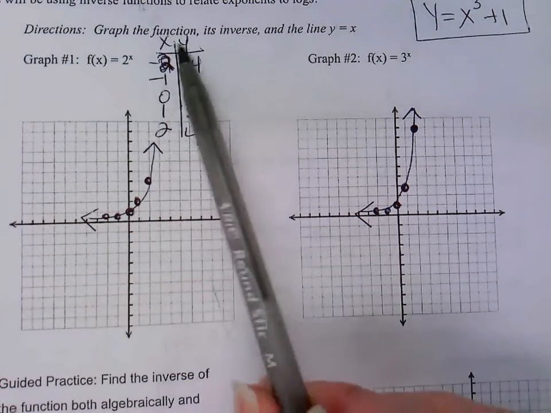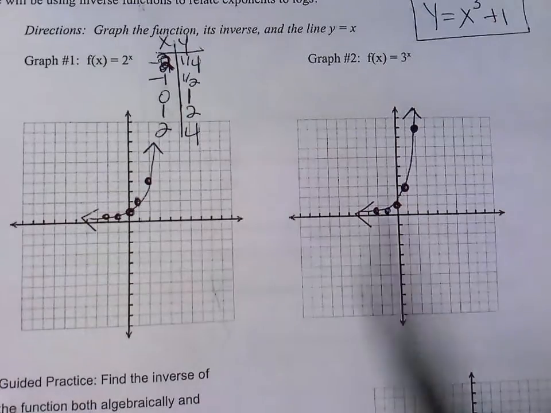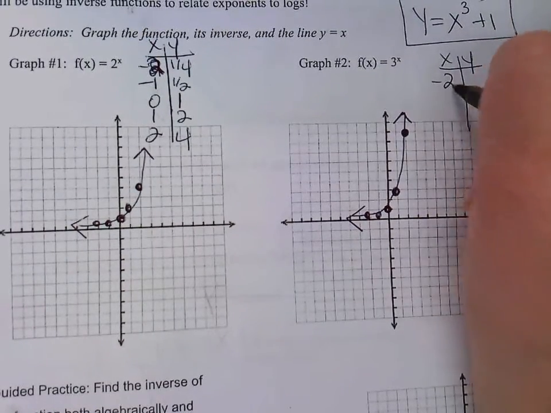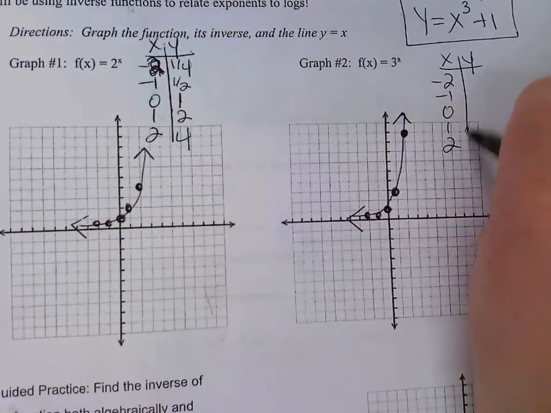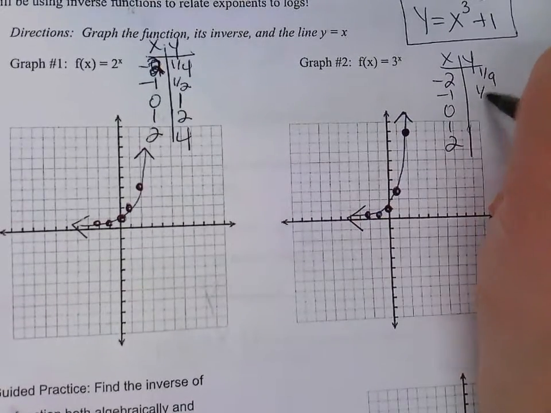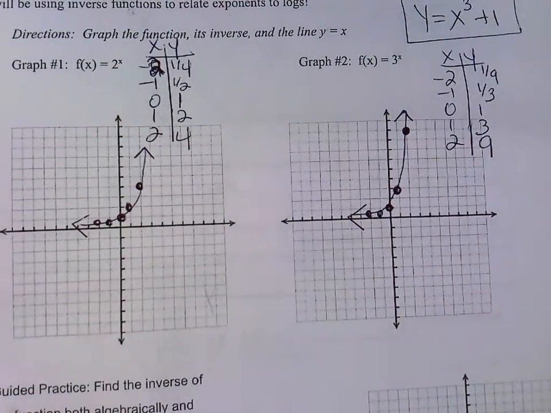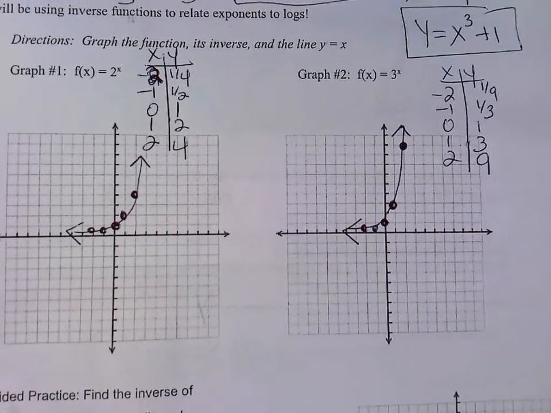So we're going to take our points that we just had. I guess we could write the points down for this one too. So we had 1/9, 1/3, 1, 3, and 9. I'll give you a minute so you can write down the key points for both graphs.